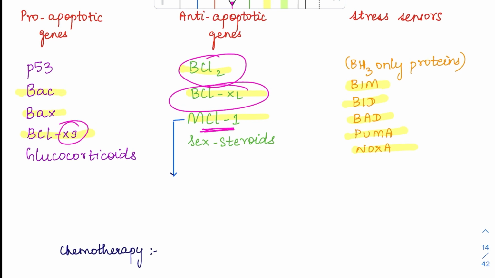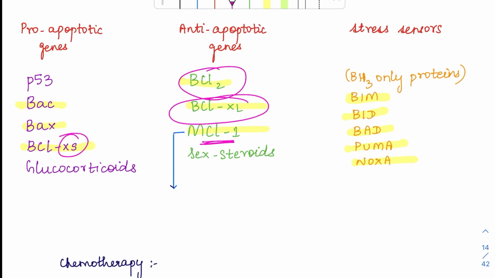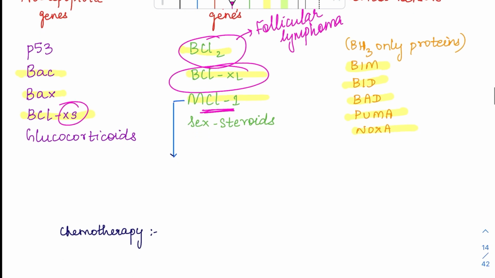BCL2 is the most important anti-apoptotic gene, and in certain tumors or lymphomas, this BCL2 is going to be overactivated. So when this happens, apoptosis cannot happen, and the cells will live for a very long time. One such example is follicular lymphoma. A translocation involving BCL2 results in decreased apoptosis, so the cells become immortal basically. That is seen in follicular lymphoma.